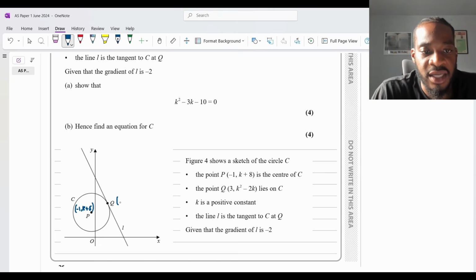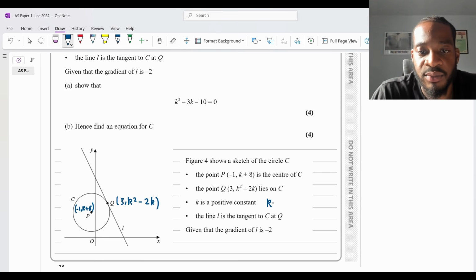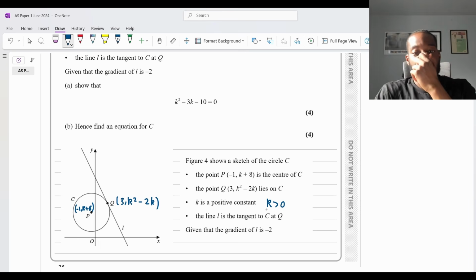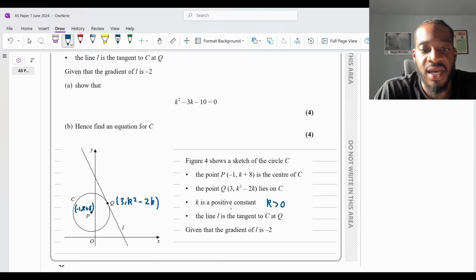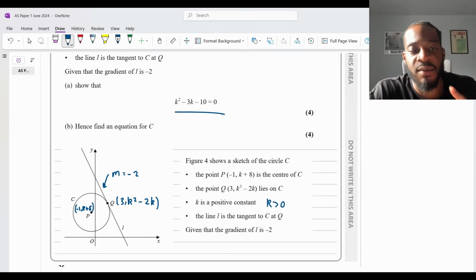The point Q is (3k squared, minus 2k). k is positive, right? You can always just put that there as well. k is greater than 0. The line L is the tangent to C, and the gradient of that line L is minus 2. So what I would do here is say, this line here has a gradient of minus 2. Now, we need to show this equation. We need to somehow create an equation, use algebra to get to this result here.